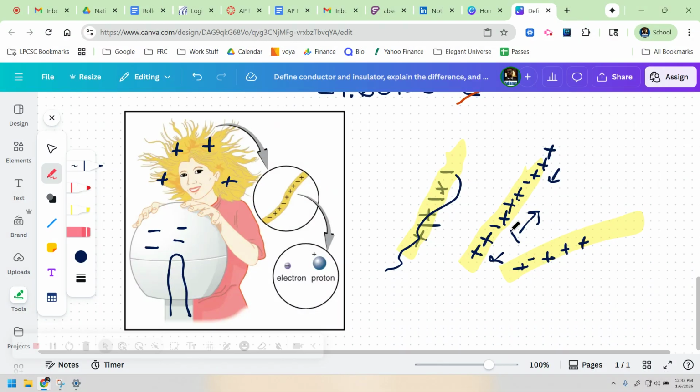So this hair is going to push against this one, and this one's going to push against this one. So they don't touch each other. So your hair, you get like a big afro.